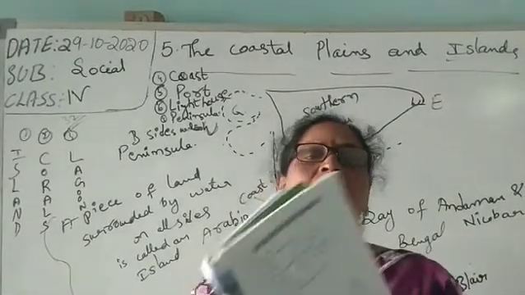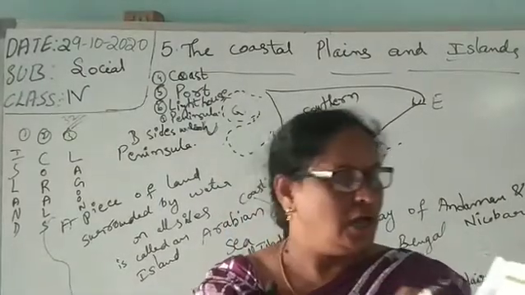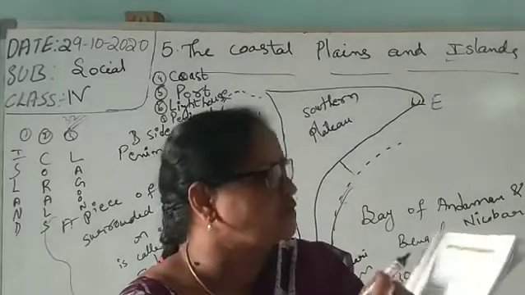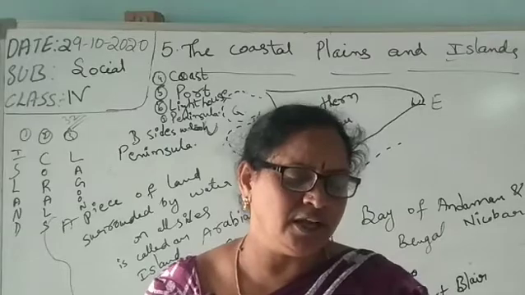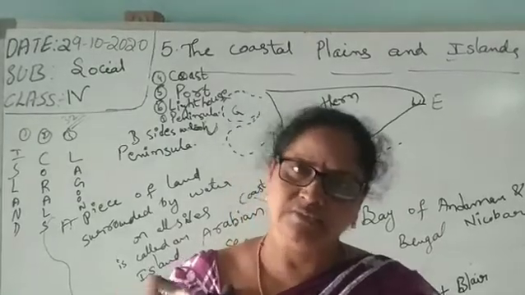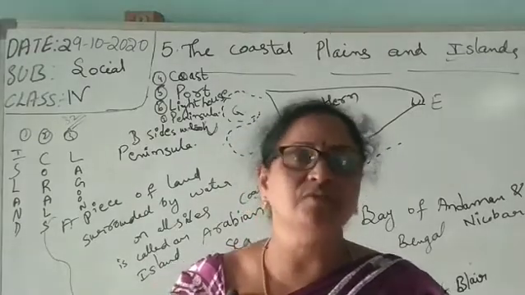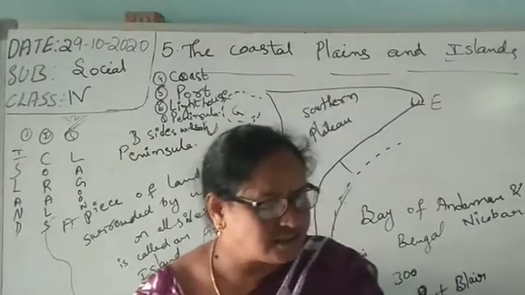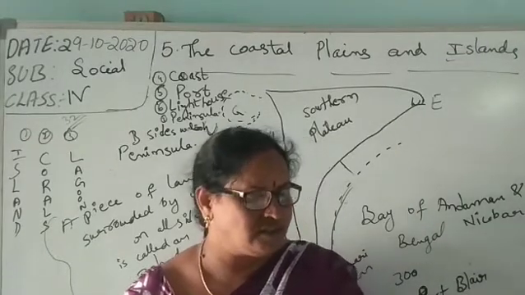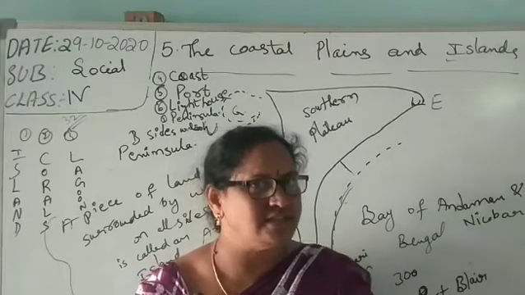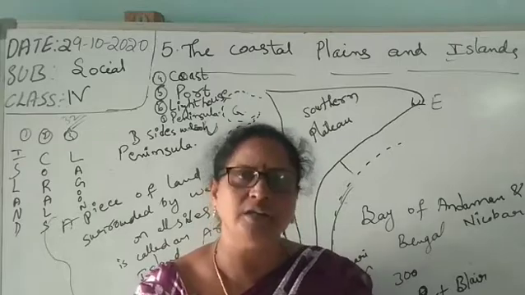Tick the correct option. Summative and formative assessment. The length of the coastal plains is about 5,000 km, 6,000 km, 7,000 km. None of this. B is the answer, 6,100 km. And which is the smallest union territory of India? Port Blair, Andaman Islands, Lakshadweep. C is the answer. Lakshadweep is the smallest union territory of India.